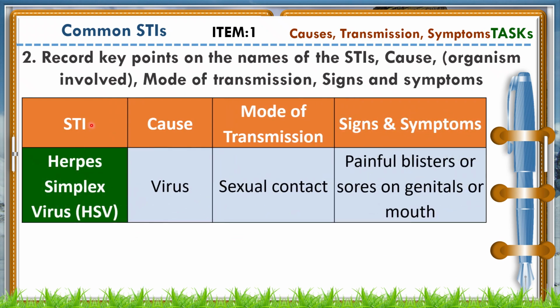Then we have another STI, herpes simplex virus, HSV. The causative organism is a virus, and the mode of transmission is through sexual contact. The signs and symptoms: there are painful blisters or sores on the genitals or mouth.